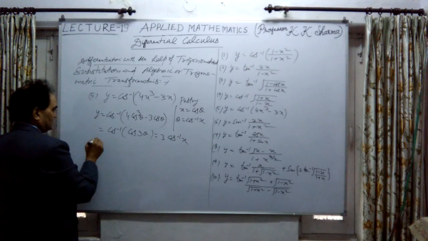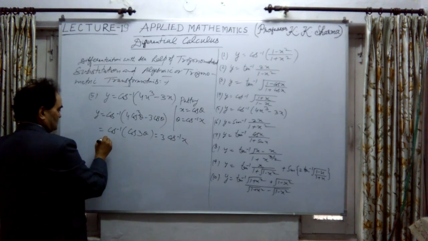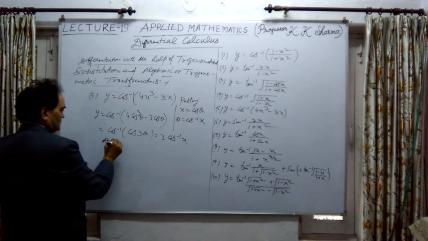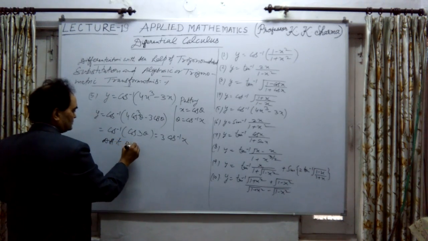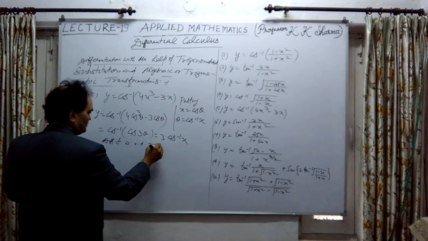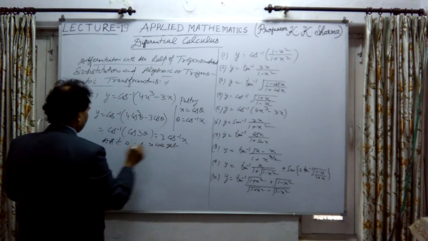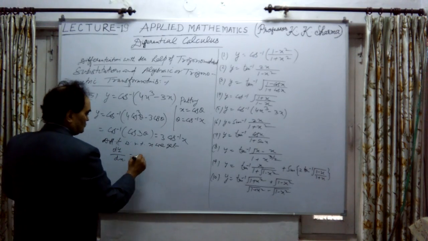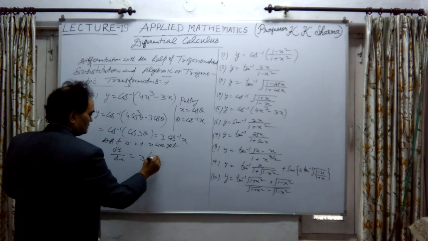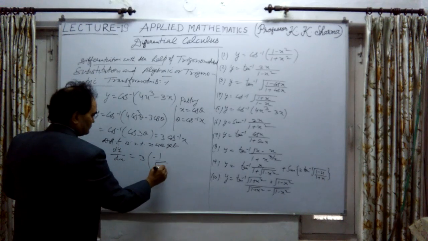Now differentiating it with respect to x, we get d/dx of y is equal to 3 into minus 1 upon root 1 minus x square.